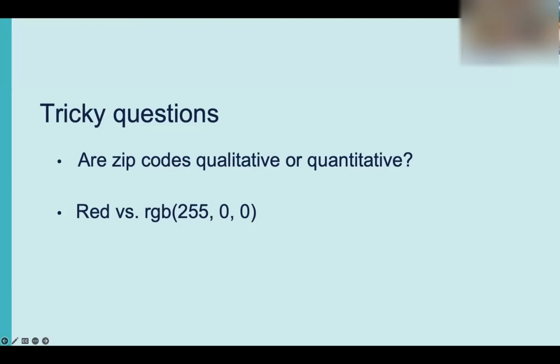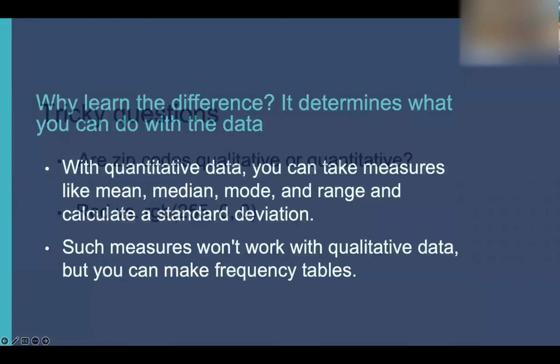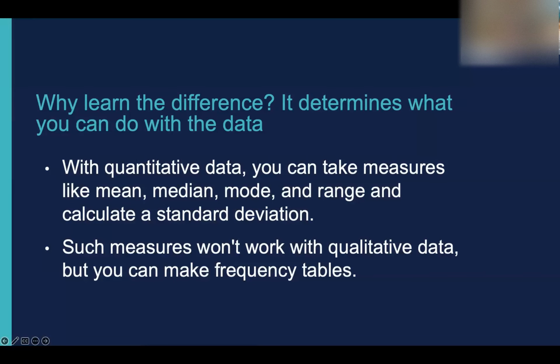So don't worry if this doesn't make sense now, or if it's boring and you had it already. I just want you to appreciate right now that there are differences in the types of data you'll encounter. Now, why bother with that? Well, it's important to understand what you can do with the data. So you've got to understand what the data types are. When you have quantitative data, you can do all those statistical things like mean, median, mode, range, calculate standard deviation, that sort of thing. But they don't work with qualitative data.